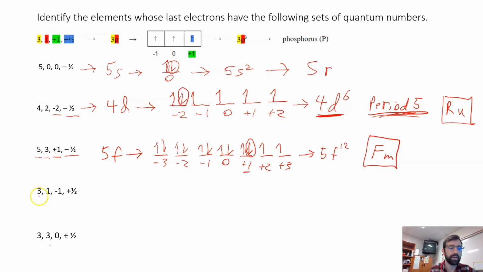All right, and then we get 3, 1, -1, +1/2. 3, and then 1 is p, so 3p. A p orbital has 3 lines. On the -1, we have an up arrow. That is just 3p1. And 3p1 is aluminum.